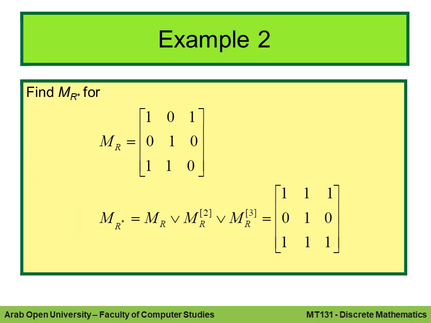Another option is to use the matrices. This is for the same example. This is a matrix for the relation R. But now the matrix for the transitive closure would be the join of the matrix for R with the matrix for R squared with the matrix for R cubed, R to the power 3. And again, this just takes more work. At least in this example, the easiest way to form the transitive closure is just to do it by inspection, by adding the missing pairs.